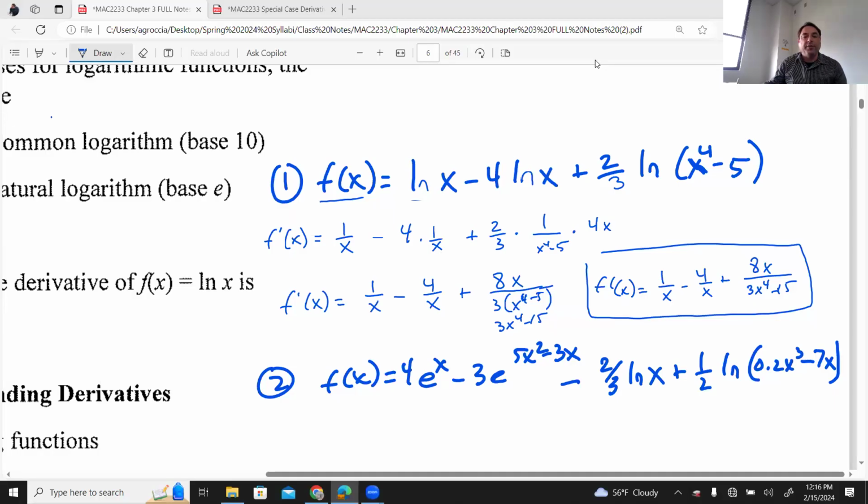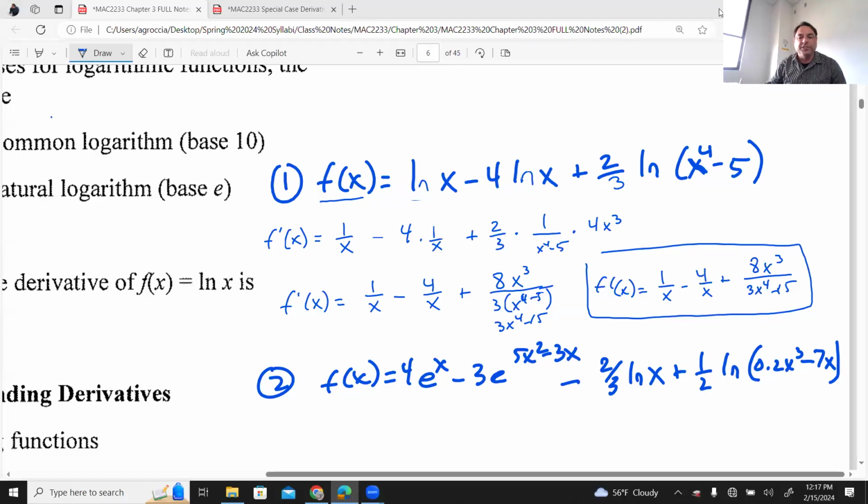We found a correction. Remember, this is 4x to the 3rd. Thank you for catching that. So that would be 3rd. Observation that you can simplify a little bit further because we have 1 over x minus 4 over x. That's minus 3 over x plus 8x cubed over 3x to the 4 minus 15.